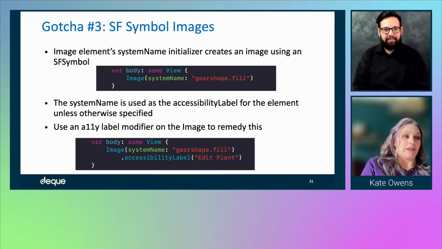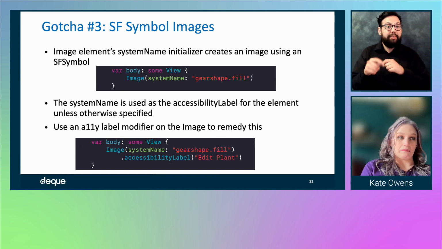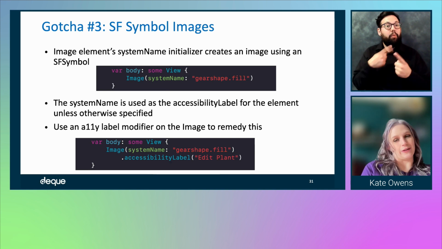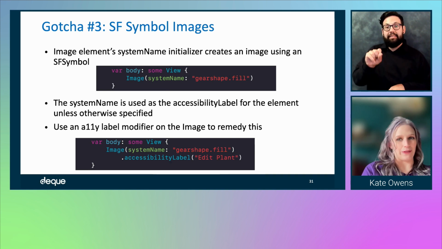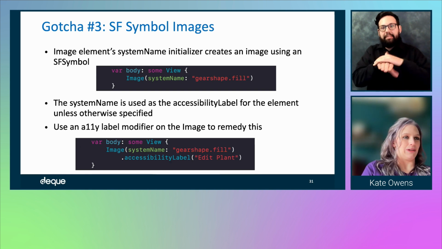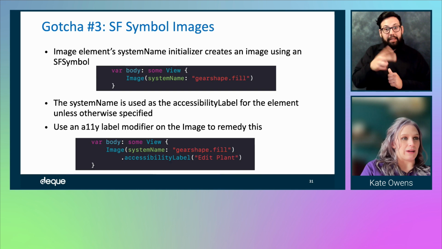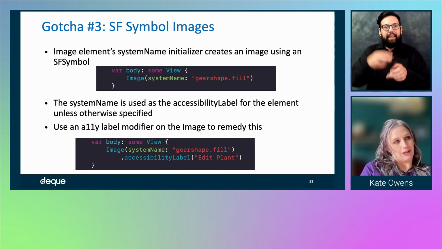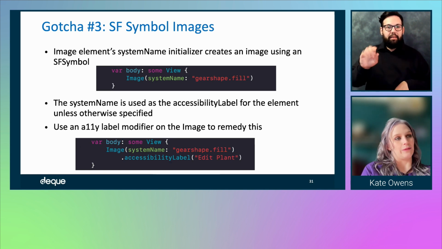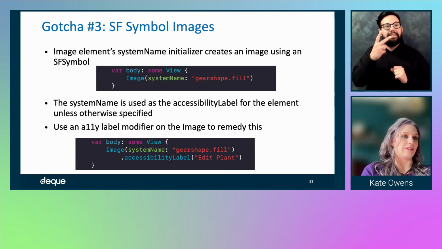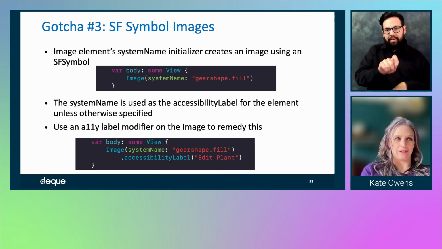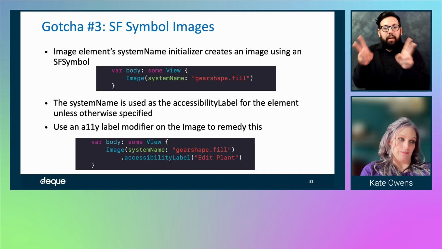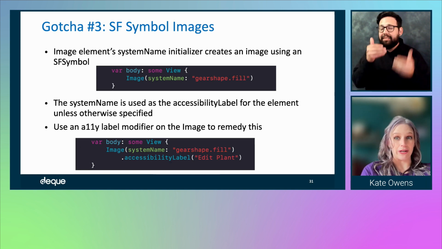So a really good way to remedy this, and it's easy peasy, is just put an accessibility label on those. Whenever you use the system name initializer for an image, put that accessibility label there. Don't forget it. If you take a look at the screenshot at the bottom, we've got an image using the system name initializer, gearshape.fill, but then underneath that, we are adding an accessibility label. We're saying dot accessibility label, and then we're giving it our text we want it to say, which is edit plant. So with that one line, you can make a much different, much better experience.